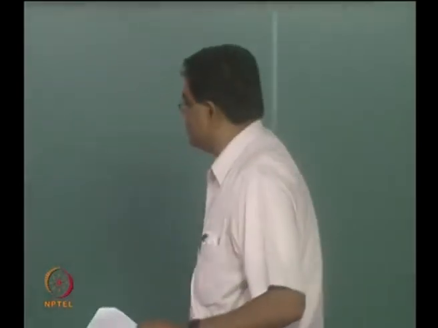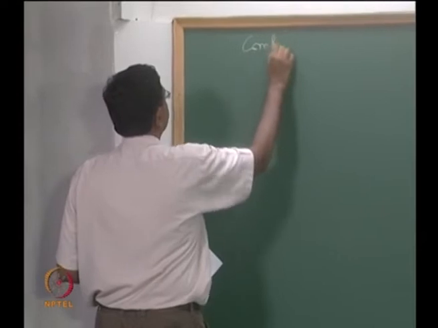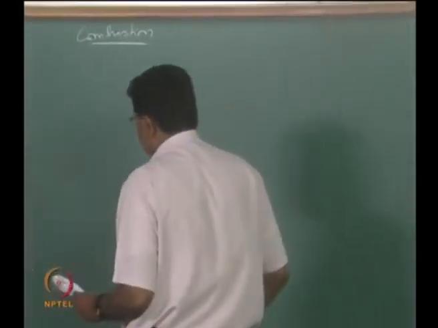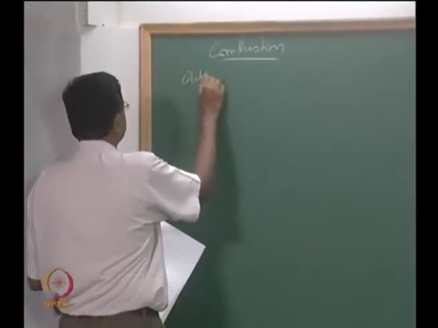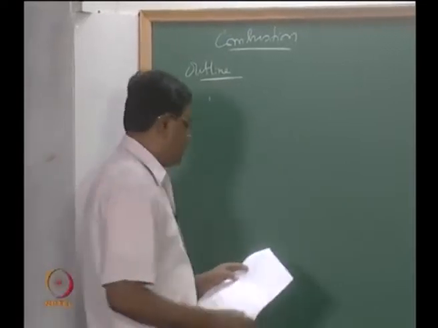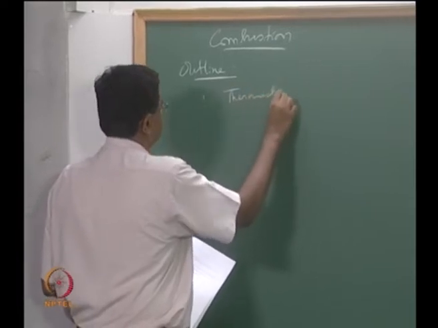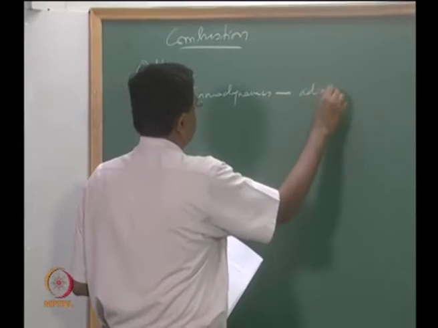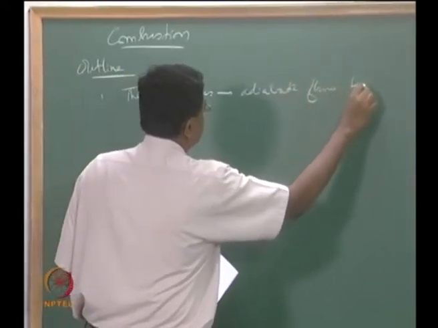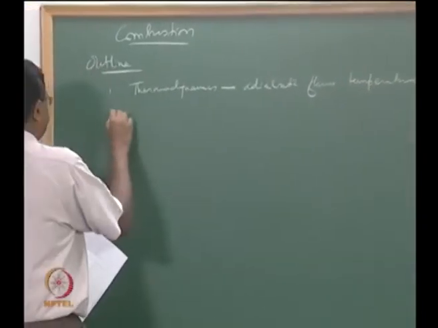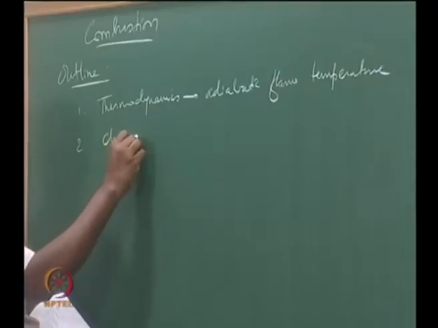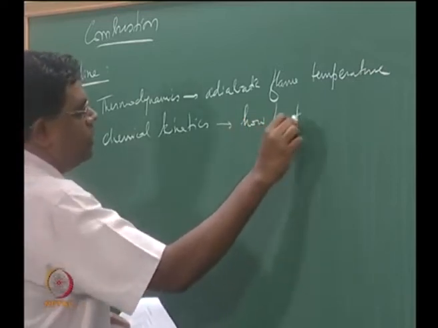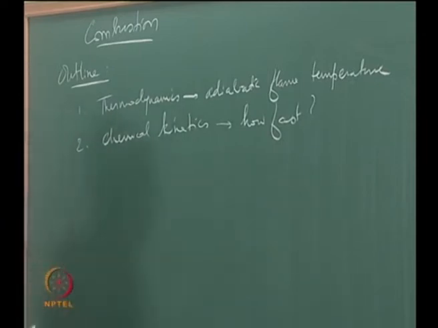Hi, today is the first class on this course that we have under the NPTEL program called Combustion. So we will just start with the course outline. The first thing that we will do is a little bit of thermodynamics. But what we are going to get out of here is essentially the adiabatic flame temperature. Number two is we do some chemical kinetics. This is going to tell us how fast. I'll explain these things as we go along.